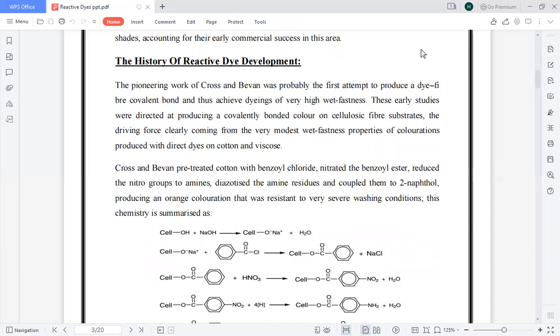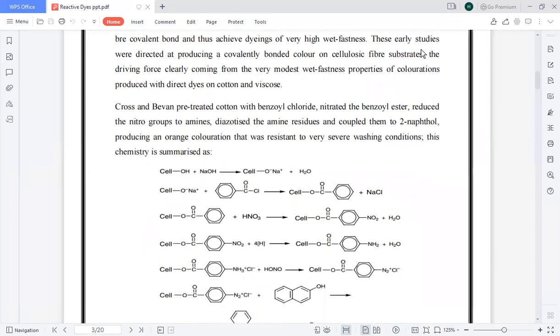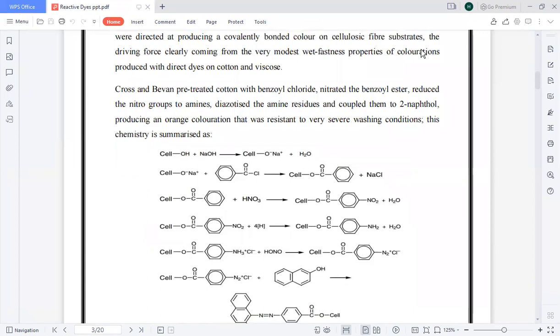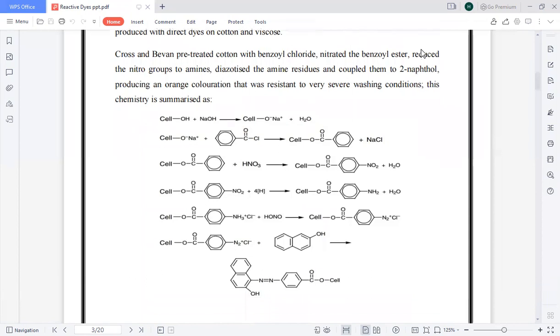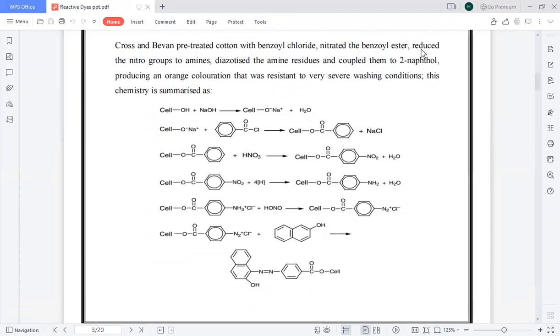So Cross and Bevan pre-treated cotton with benzoyl chloride, then nitrated the benzoyl ester, reduced the nitro groups to amine, diazotized the amine residues, and coupled them to 2-naphthol, producing an orange coloration that was resistant to very severe washing conditions. The overall reaction of Cross and Bevan is summarized in the following reactions. So let's have a look at the reaction chemistry.